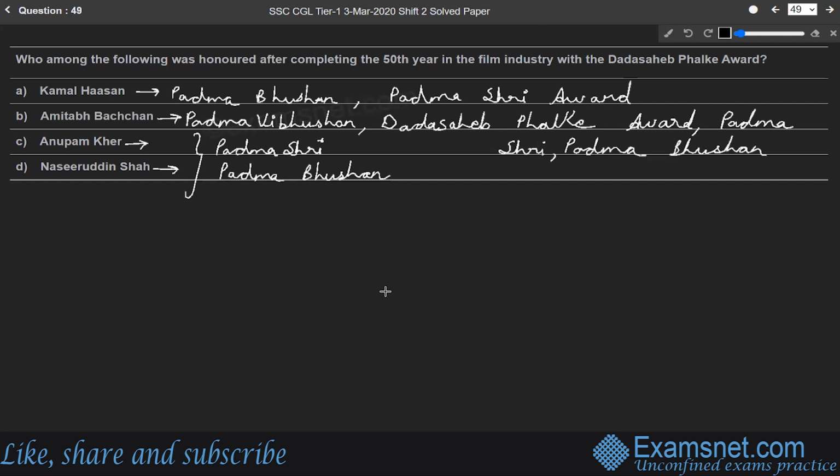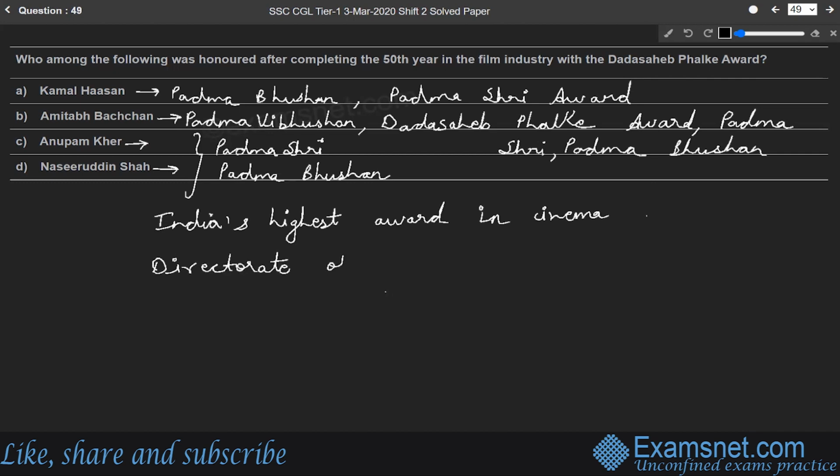He was awarded the 50th Dada Saheb Phalke Award. Do you know about this award? The Dada Saheb Phalke Award is India's highest award in cinema. And it is presented annually by the Directorate of Film Festivals at the National Film Award ceremonies. So who presents it? Directorate of Film Festivals. And it is presented annually, meaning once in a year.